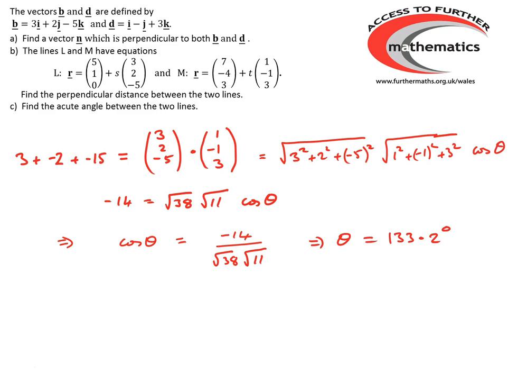But this is clearly the obtuse angle between the two lines. So the acute angle between the two lines will be 180 minus 133.2. In other words, 46.8 degrees.